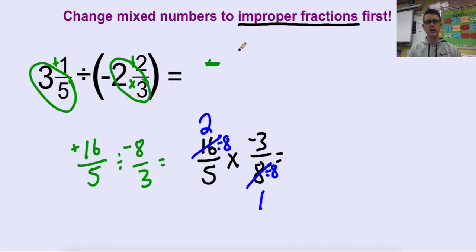2 times 3 is 6. 5 times 1 is 5. Almost done. I know it's going to be negative, but it's an improper fraction. The numerator is bigger than the denominator. So 5 goes into 6 one time with 1 left over, and I get negative 1 and 1/5.